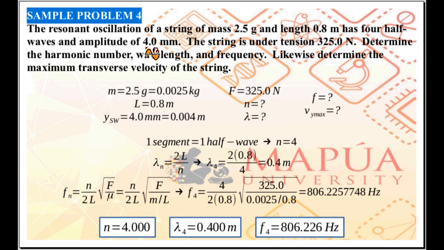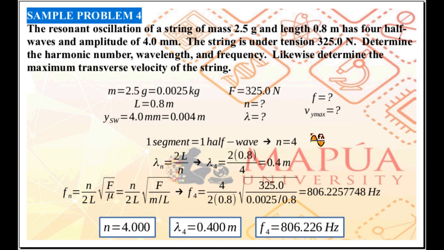This is the amplitude of a standing wave. So Y_SW is equal to 4 millimeters. Convert to meters. And the tension of the string is given, 325 newtons. Let that be force F. We are looking for harmonic number n, wavelength lambda, and frequency f. Likewise, we are looking for maximum particle velocity, Vy max.